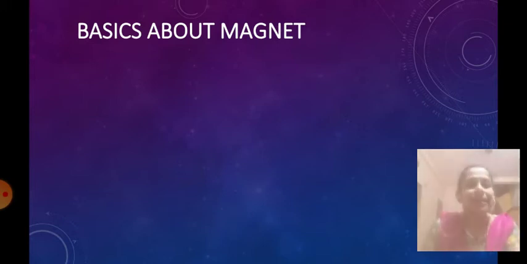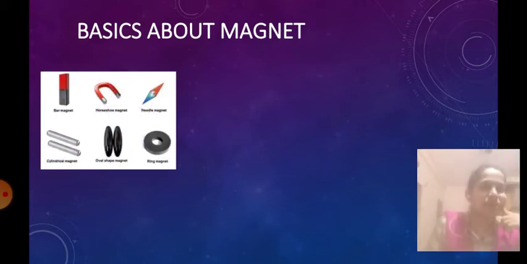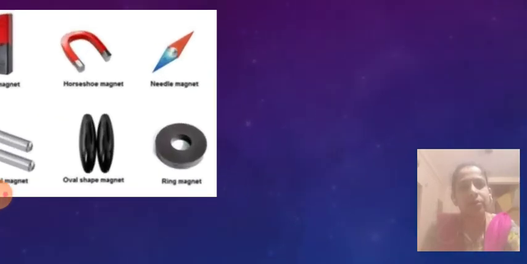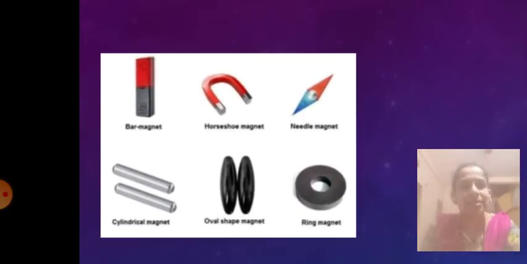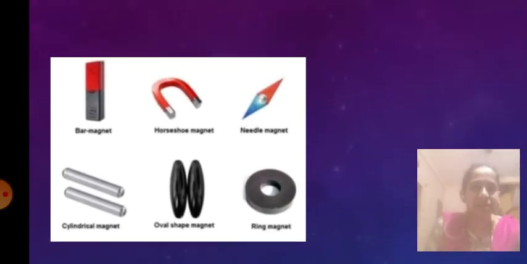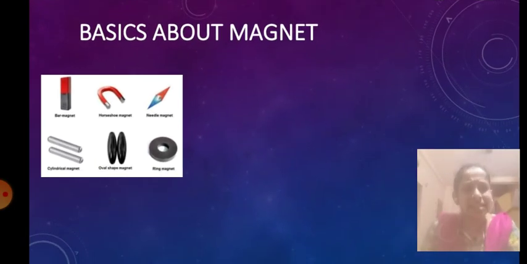Fine. Then we know that there are various types of magnets. You can see over here what these various types are. You have studied the bar magnet, the horseshoe magnet, then we have also a magnetic needle, then a disc magnet, a ring magnet, oval-shaped magnets or a cylindrical magnet. These are some of the magnet shapes.